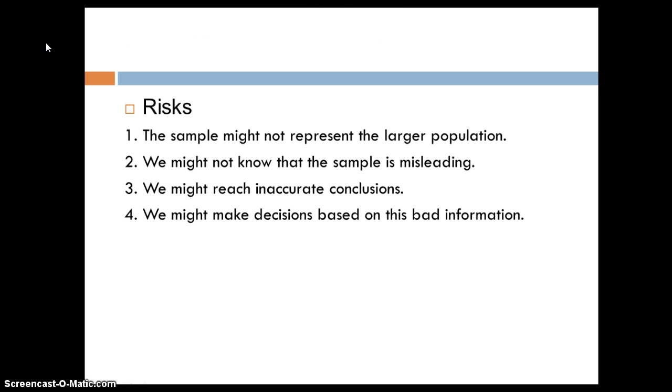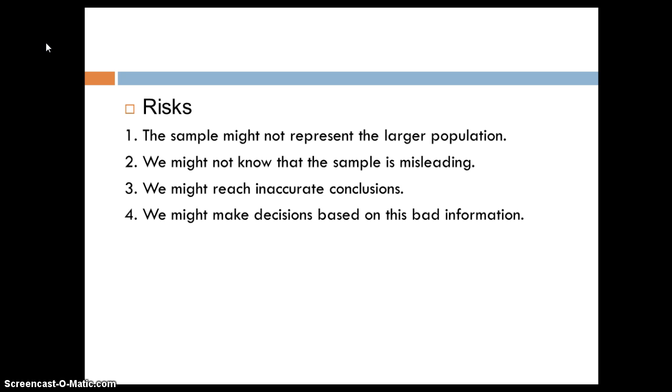Now the risks of sampling include things like the sample might not actually represent the larger population. The smaller your sample size, the more likely this is to be true, because what you end up having is perhaps a few individuals in a small sample that are actually pretty extreme values, or extreme scores, that might not really represent the typical score.